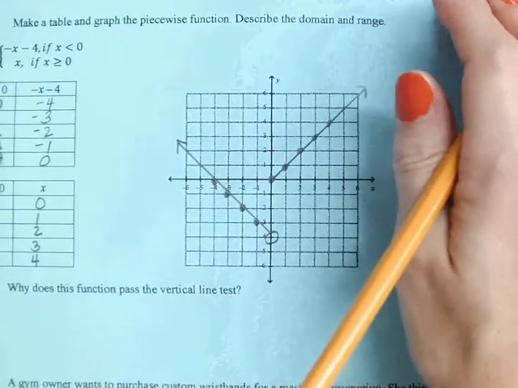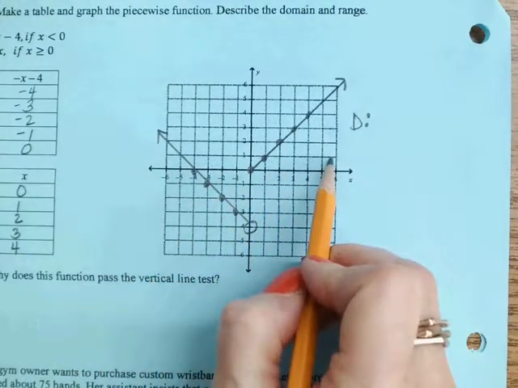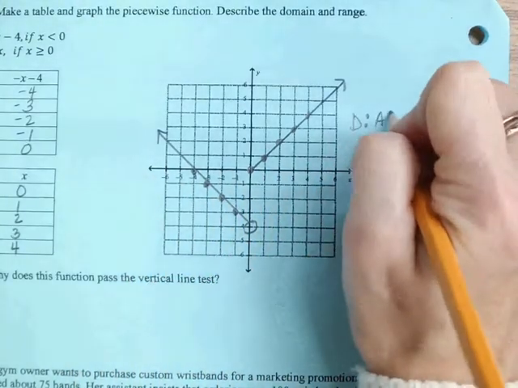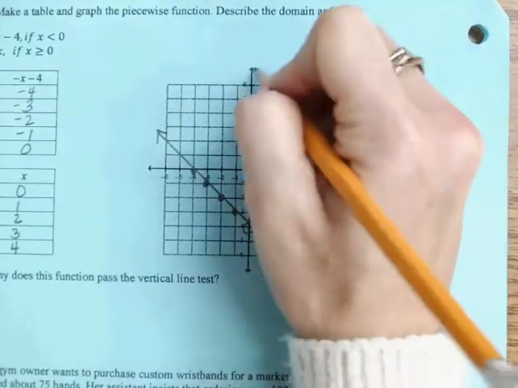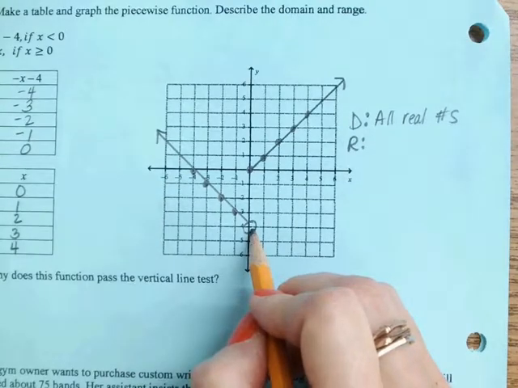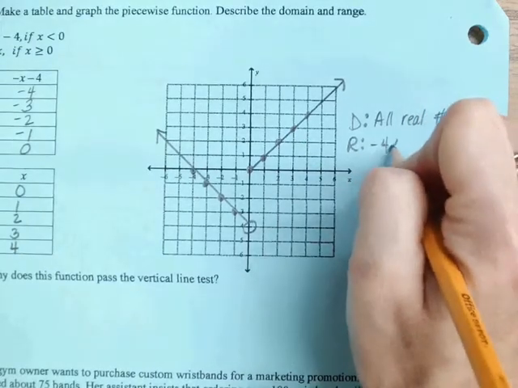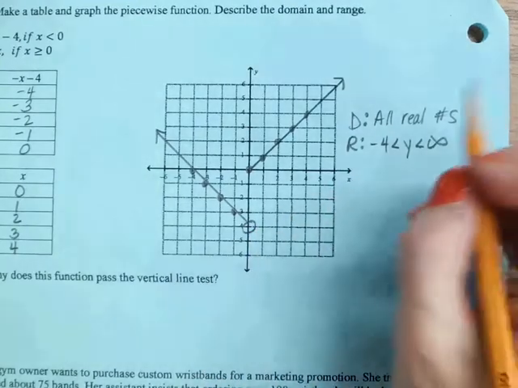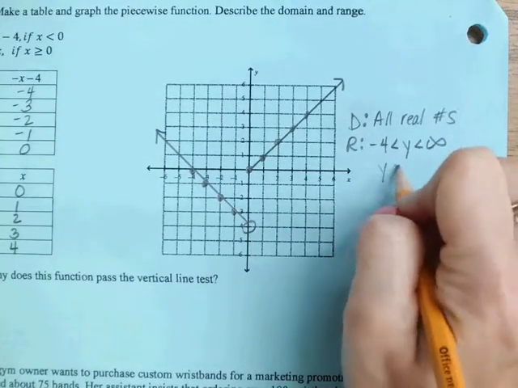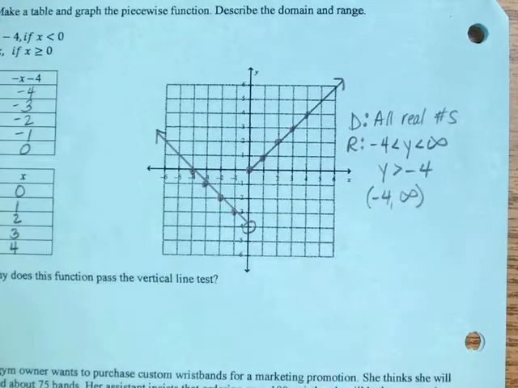It says describe the domain and range, so we'll do that real quick. The domain, again, from left to right, arrows tell me all real numbers. My range, bottom to top, my lowest y coordinate is -4. So my range is going to be -4, less than y, less than infinity. It's not going to equal -4 because of the open circle. Another way that you could write this is y is greater than -4, or you could also write it as -4, comma, infinity. So any of those will be acceptable.